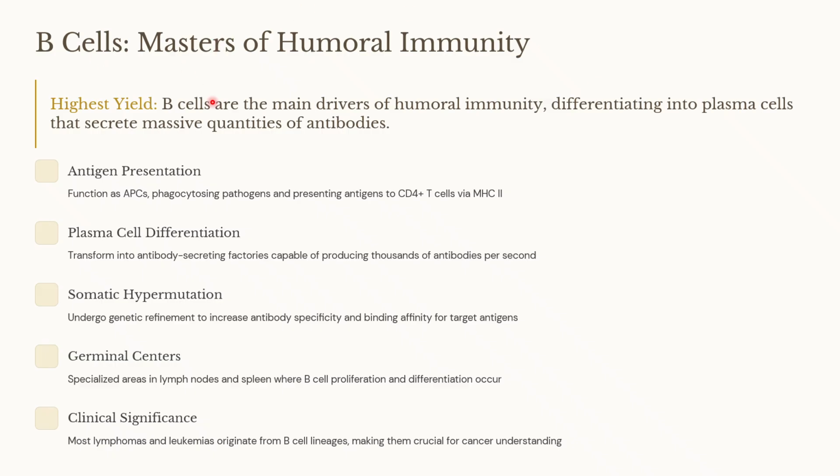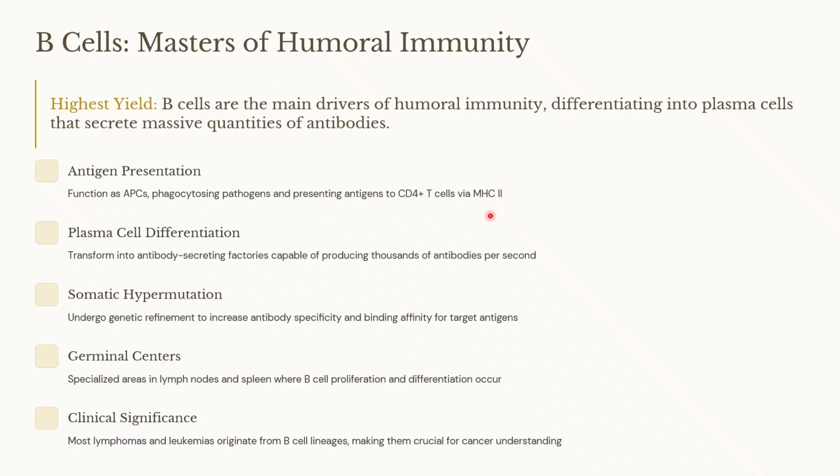What do you know about B cells? The B cells are the main drivers of the humoral immunity. It will differentiate into plasma cells that will secrete massive quantities of antibodies. So what happens? The B cells first point is it can function as antigen presenting cells, phagocytosing the pathogens and presenting the antigens to CD4 plus T cells via MHC2. MHC2 is present on antigen presenting cells.